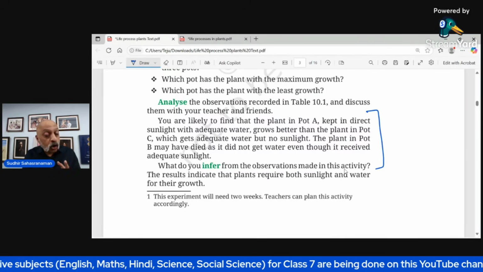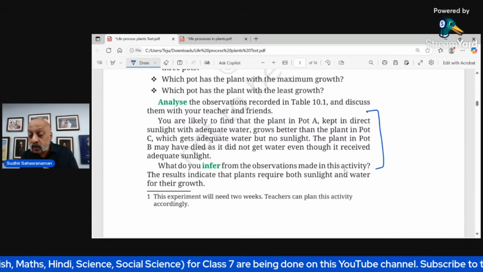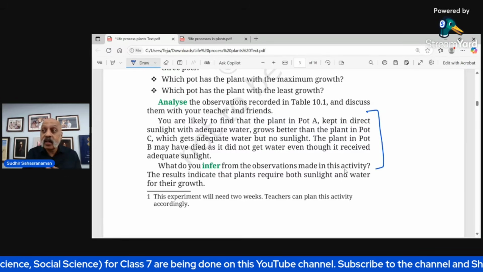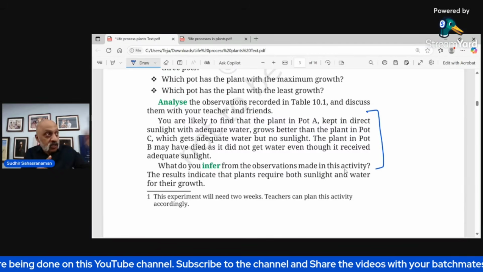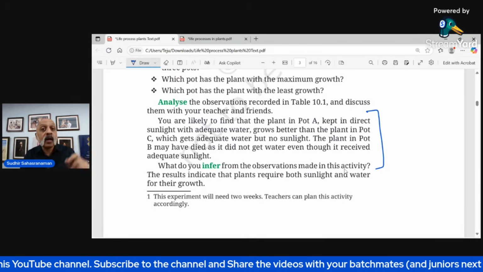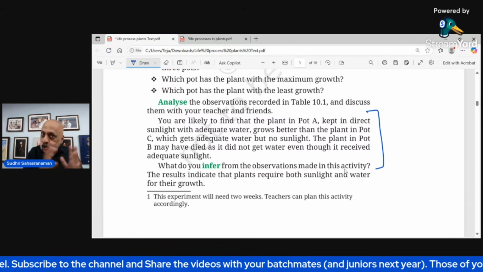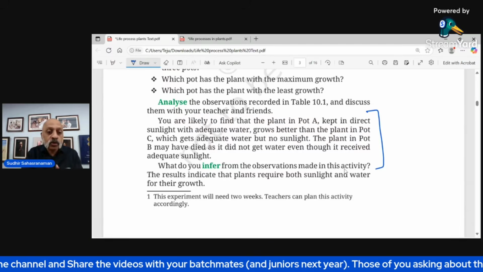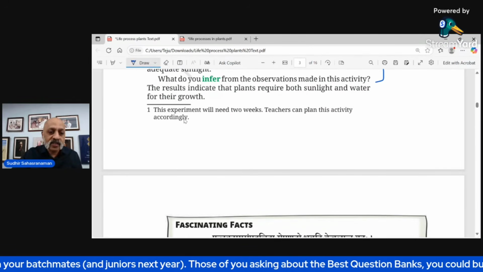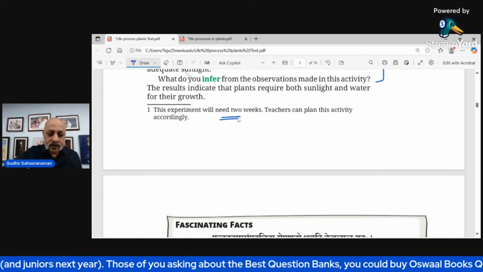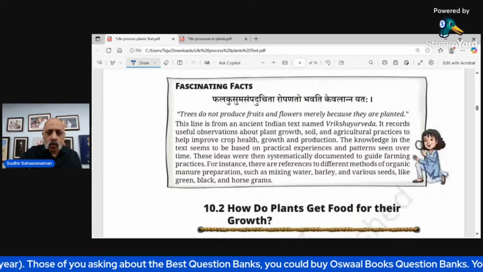B will not grow because it's not getting water. C will not grow sufficiently because it is not getting sunlight. So A, which gets both sunlight as well as water, will grow the best. So what do you infer? What is the conclusion that you arrive at? This experiment will need 2 weeks is what they said, which is absolutely ideal. So what is the conclusion?